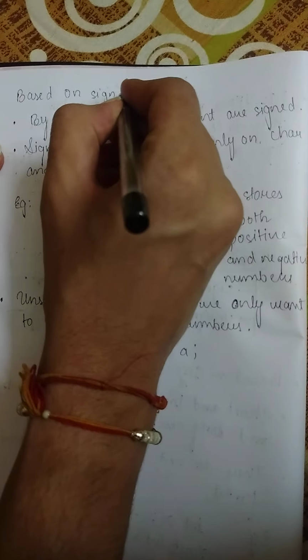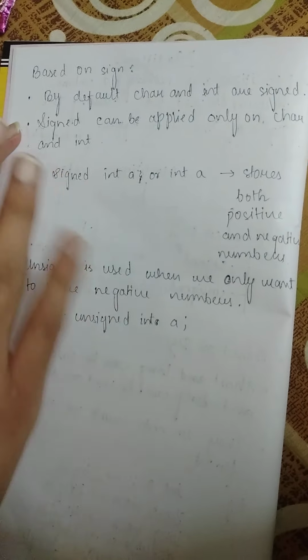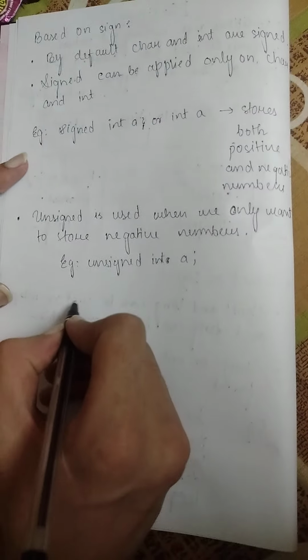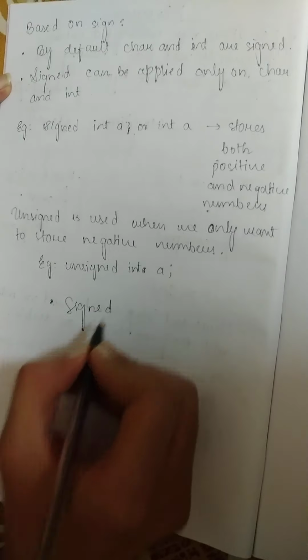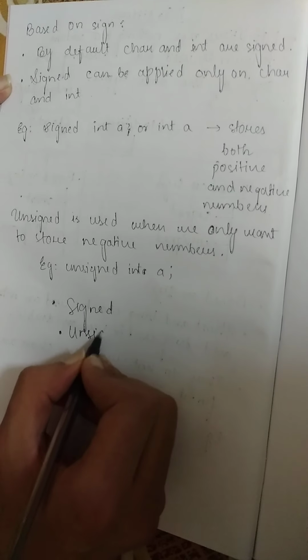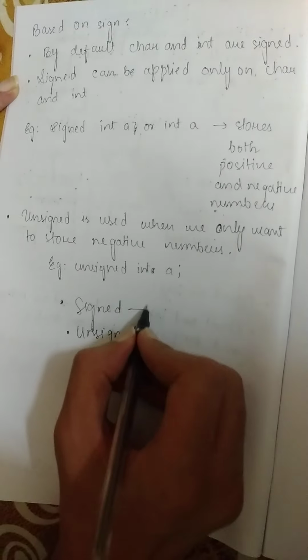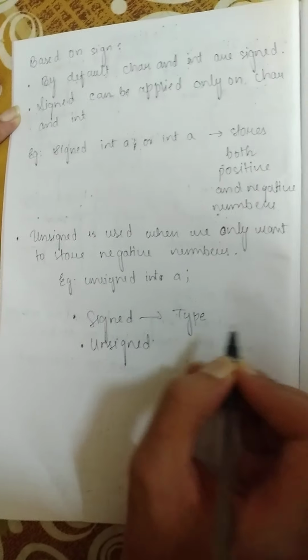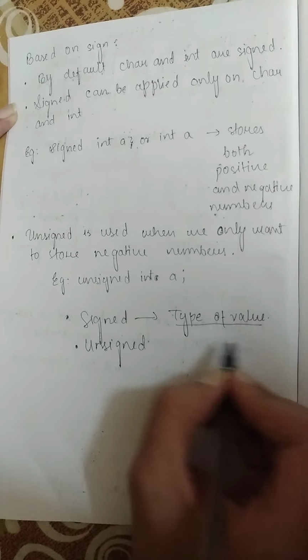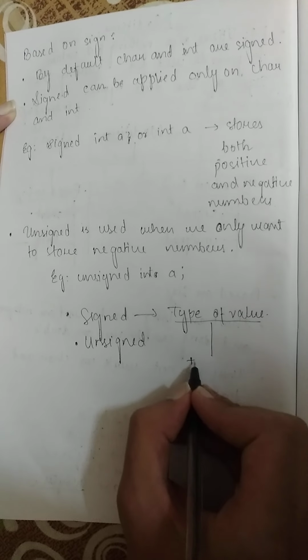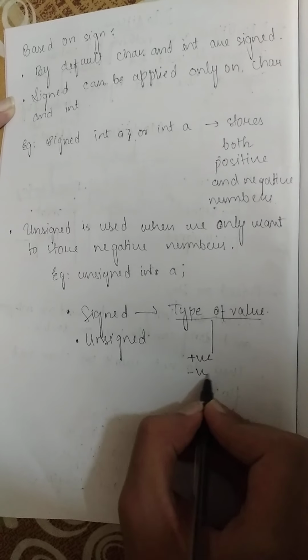You see what the difference in sign is? Sign does nothing but change the type of value. I'll explain it to you here. Based on sign, we have two classifications. The first one is signed and the second one is unsigned. They basically change the type of value, nothing else, not the size or anything, but the type of value. You might be wondering what the type of value is. Type of value basically means a positive number or a negative number.